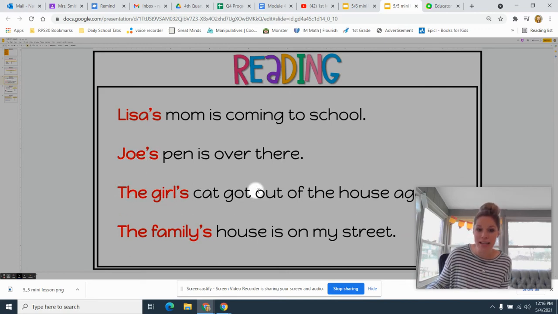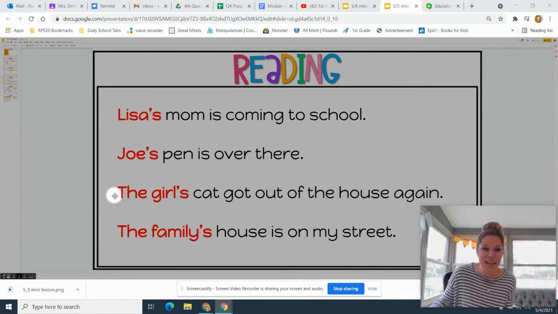The girl's cat got out of the house again. Move it down so you can see that word. The girl's cat is our noun, but the girl's is our possessive noun. It shows whose cat it is. Well, it's the girl's. Last sentence. The family's house is on my street. Whose house is on my street? The family's. The family's is our possessive noun. It shows whose house it is.